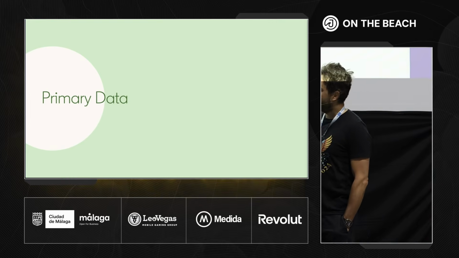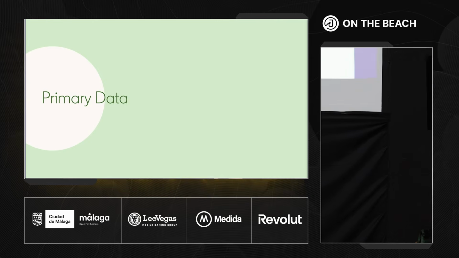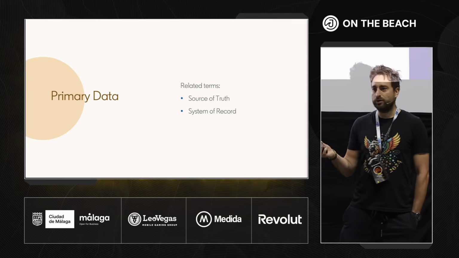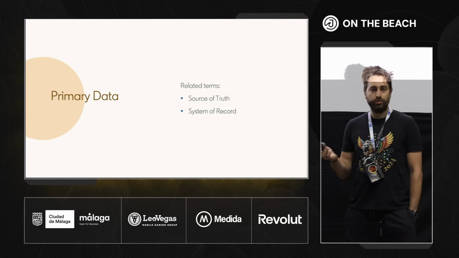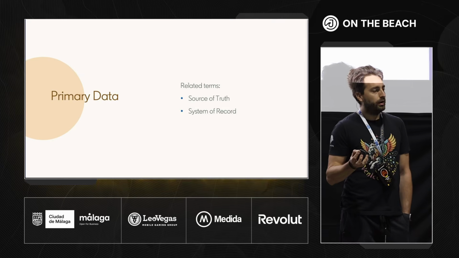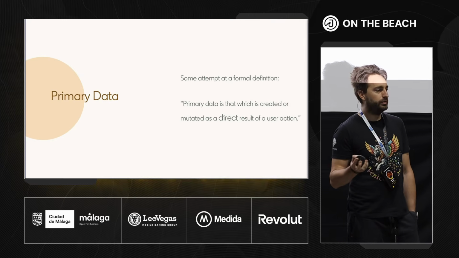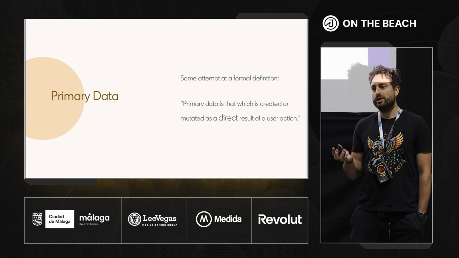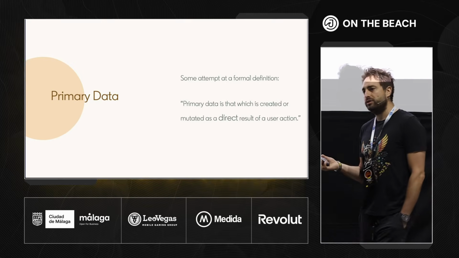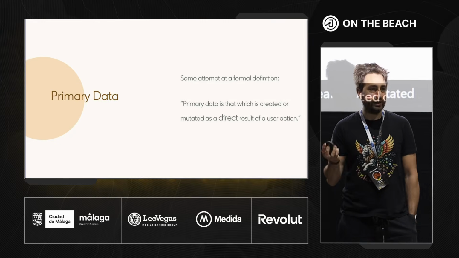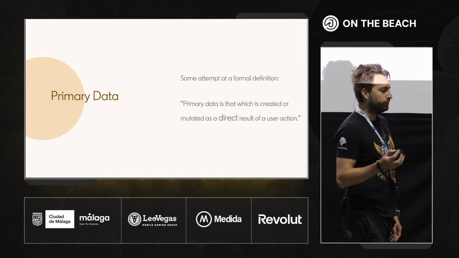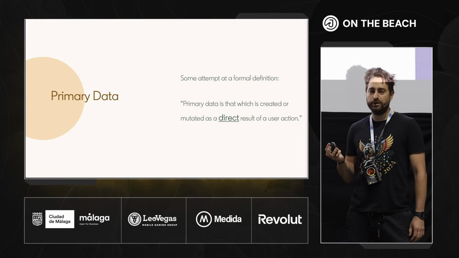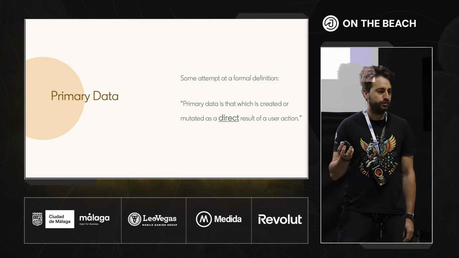And in particular, I want to set the context by talking about primary data first. Some related terms that you probably heard of: source of truth, system of record. Here is my own attempt at a formal definition of what primary data is. I say that it is data that's been created or mutated as a direct result of a user action. And here I put the emphasis on direct for reasons that should become clear in the next few slides.